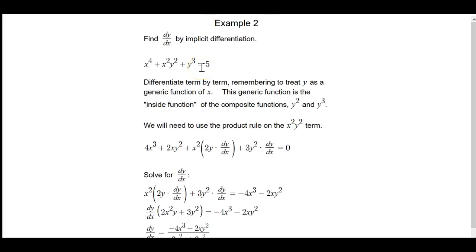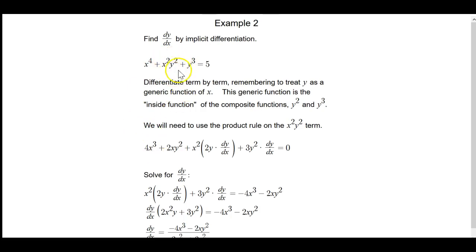Differentiate term by term, and we need to use the chain rule on these instances of y in the equation. Notice that in this one we need to use the product rule and the chain rule. So the derivative of x to the fourth is 4x cubed.